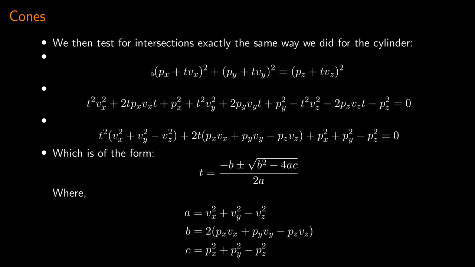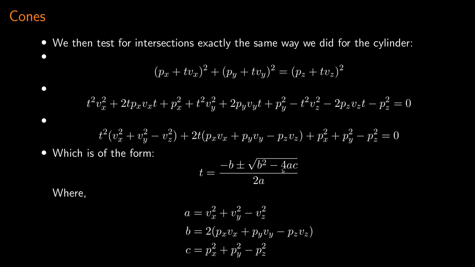We simply get this now, that we have px plus t vx all squared plus py plus t vy all squared. Now, instead of being equal to r squared, that is now equal to pz plus t vz all squared. And then we go through the same process to rearrange it. But notice now, if we skip ahead to here, the t squared term is now multiplied by vx squared plus vy squared minus vz squared. So that's different. Also, the 2t term has this minus pz vz term, and we also have a minus pz squared term here.